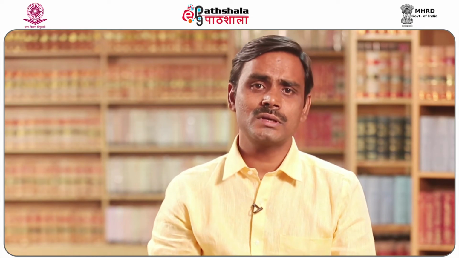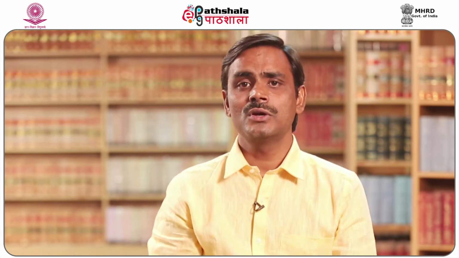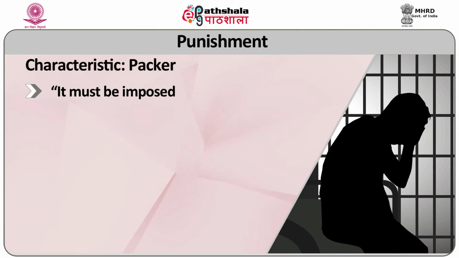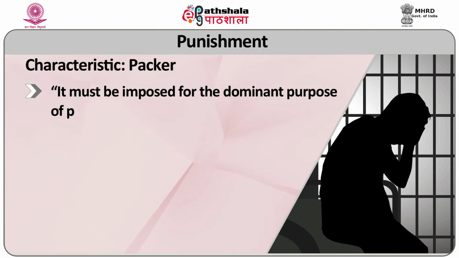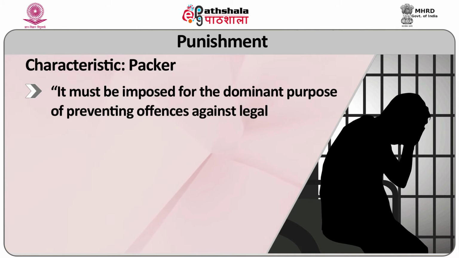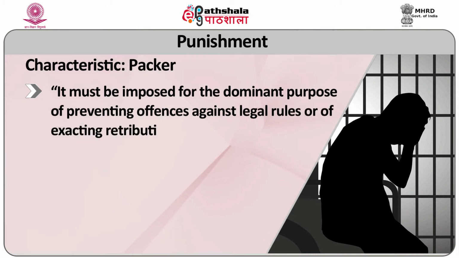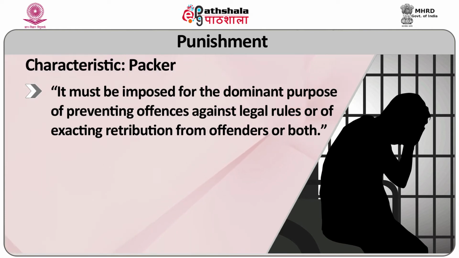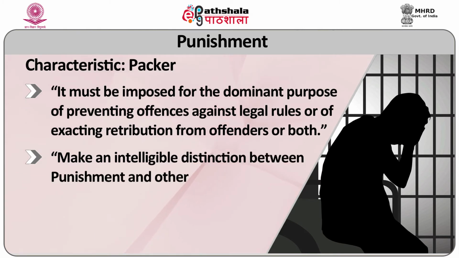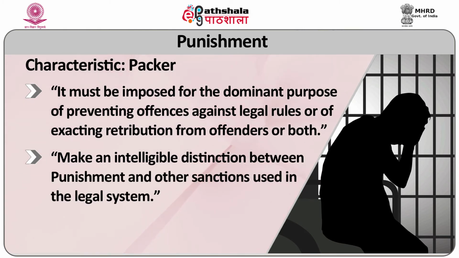Now, according to Packer, the 5 characteristics of punishment in Hart's version need to have a 6th characteristic, that is, it must be imposed for the dominant purpose of preventing offences against legal rules or of exacting retribution from offenders or both. Such an addition will serve to make an intelligible distinction between punishment and other sanctions used in the legal system.